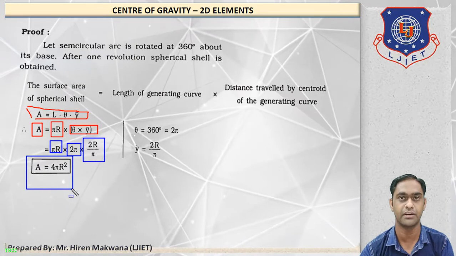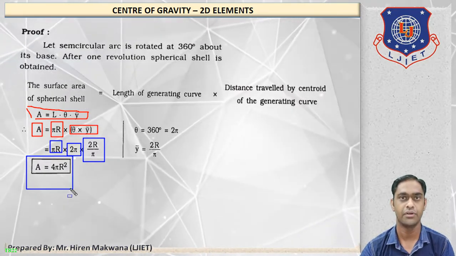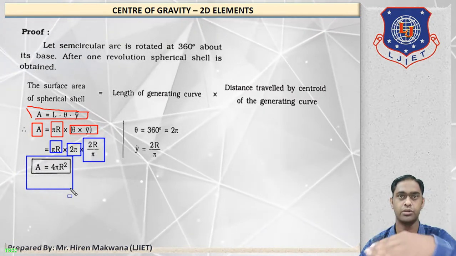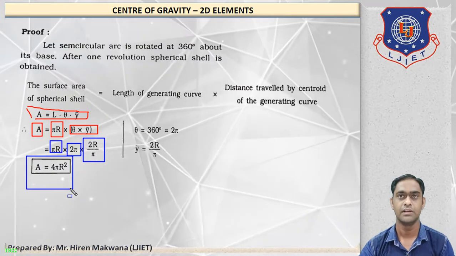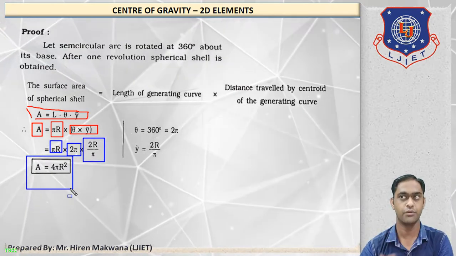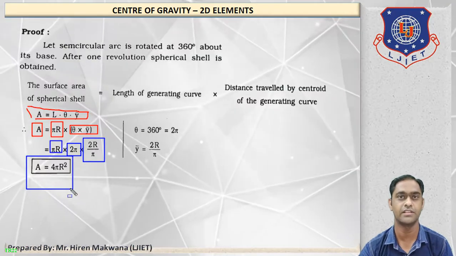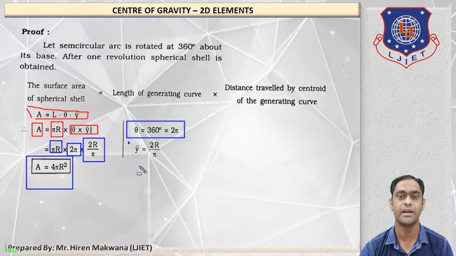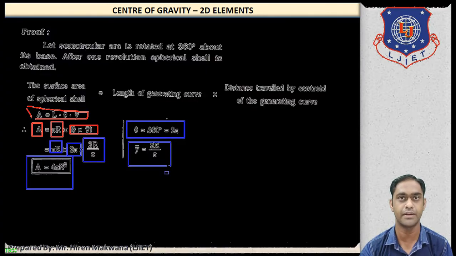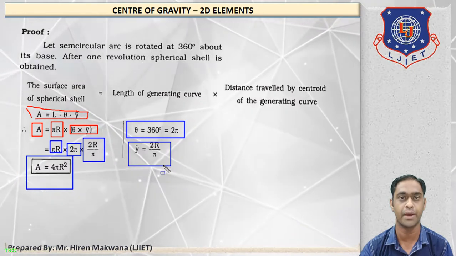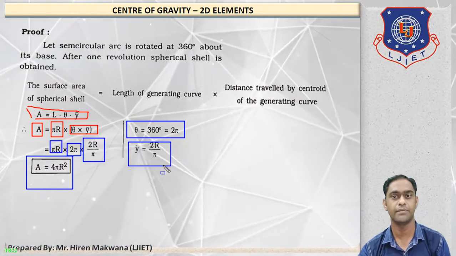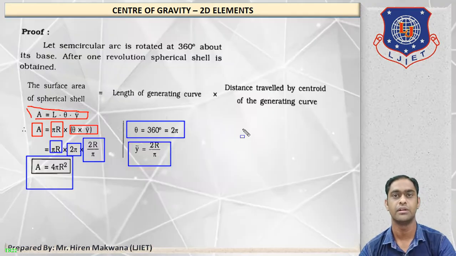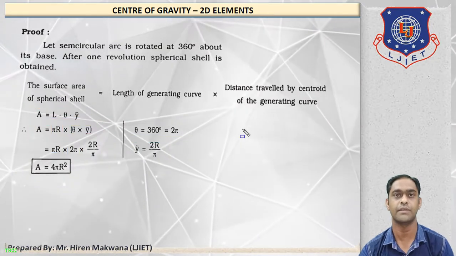So this is the very simple method to get the area of a sphere. By revolving the semicircular arc about 360 degree up to horizontal, we will get a hollow sphere as a revolutionary figure, and we will get the surface area equal to 4 pi r square. Theta is equal to 360 degree means 2 pi over here. Y bar is equal to the distance of the centroid of the 2D element, means the semicircular arc, which is 2r by pi. So here it is the completion of theorem number 1. Theorem number 1 will give you the area of revolution. Now let us see what theorem number 2 will give.